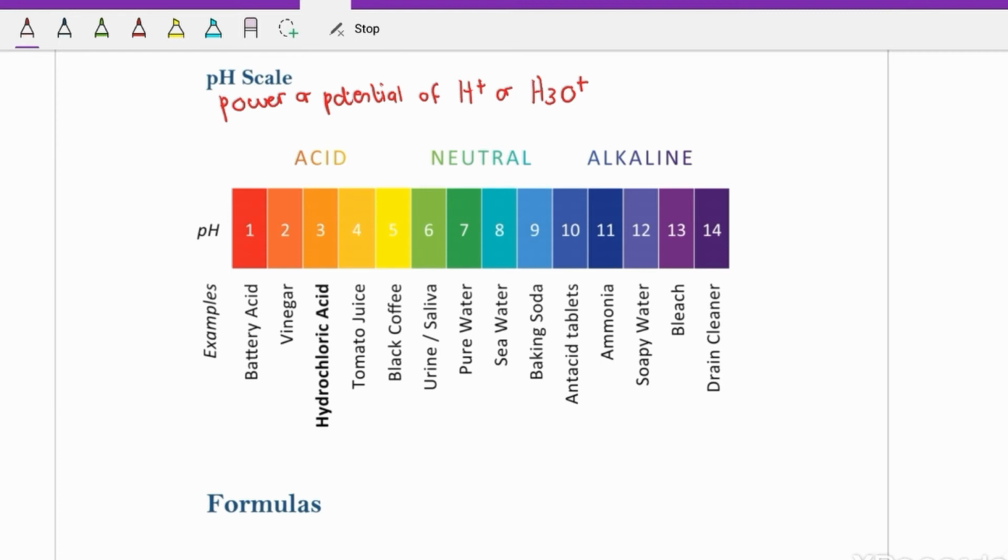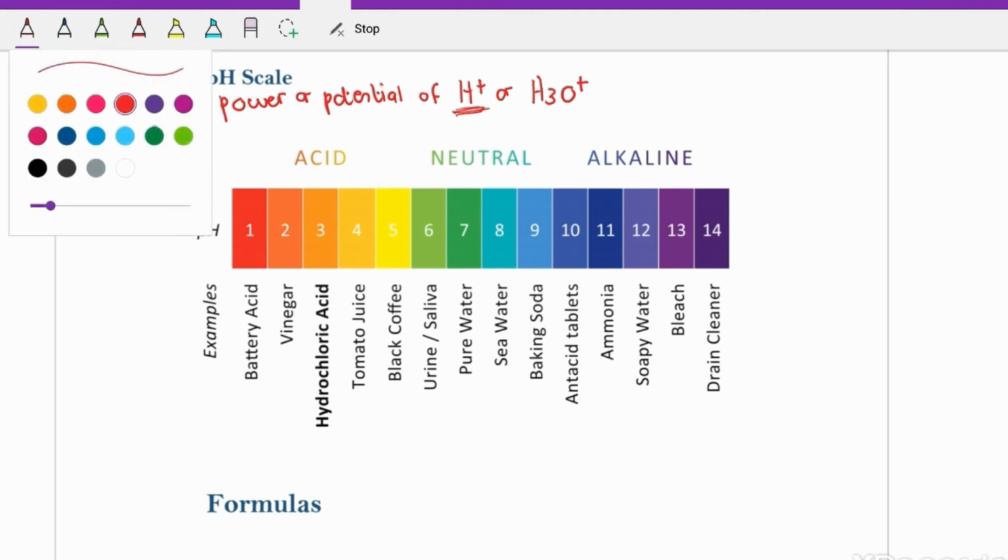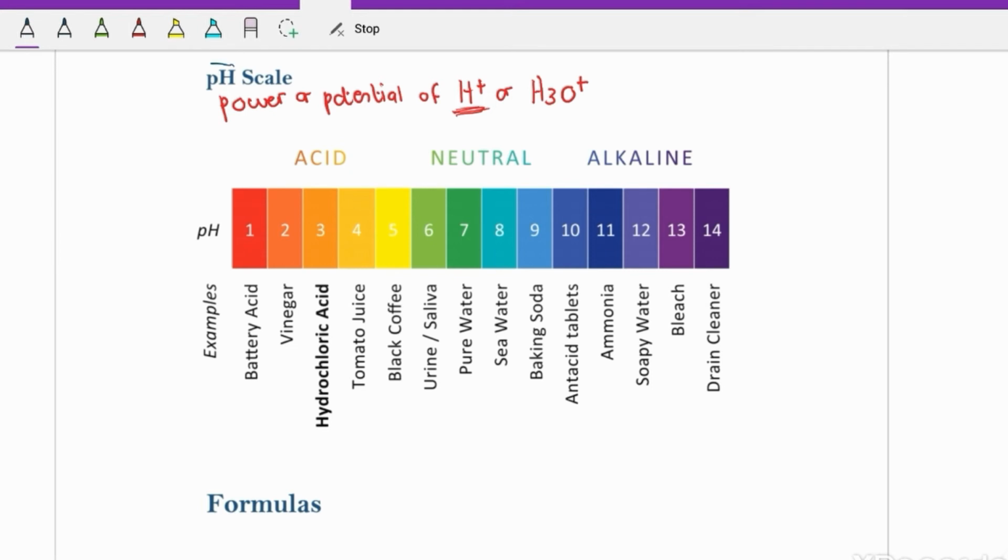It means that the more hydrogen ions you have in your beaker, the higher the power or the potential of the hydronium ions. So you will have a lot of hydronium ions inside of your beaker. And if you have a lot of hydronium ions inside of the beaker, the pH is going to be low. Okay, so the pH is going to be low if you have an acid.